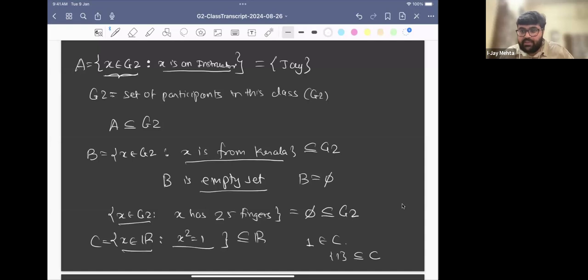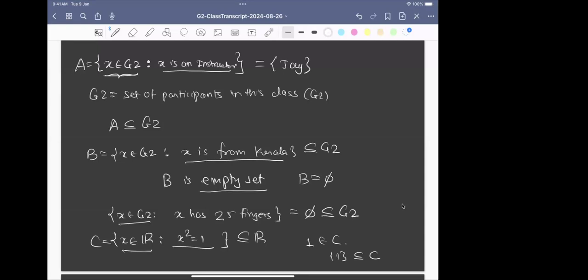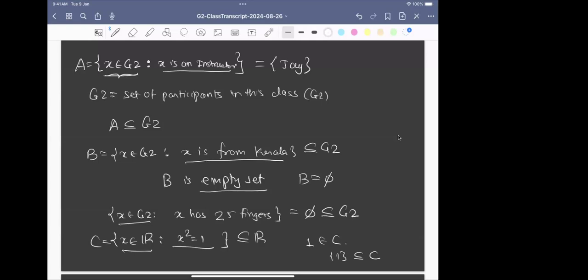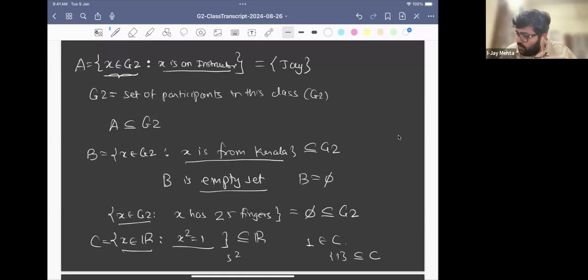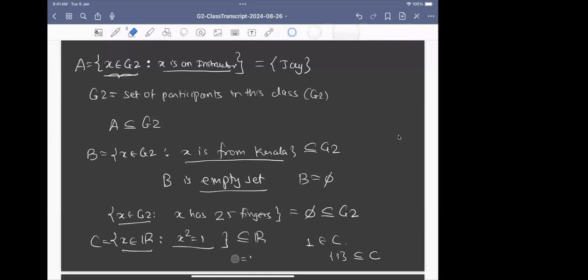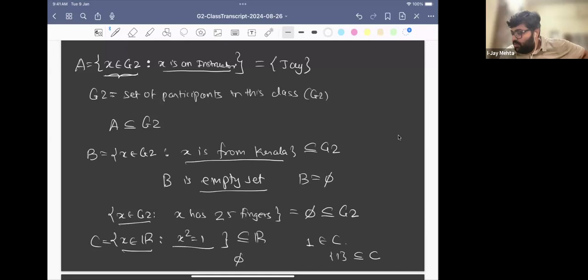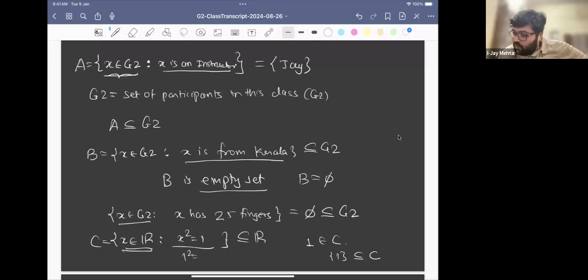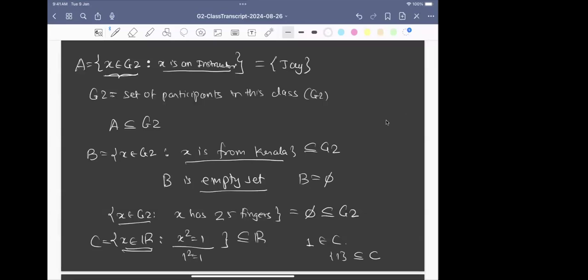I've given you this for discussion also. It was there in the poll also. No, 1 is there. 1 satisfies. Is there any other element? 5? 5 square is not 5. This is a real number, it is a subset. So 1 is already there. 1 square equals to 1. 1 is there. It cannot be empty.